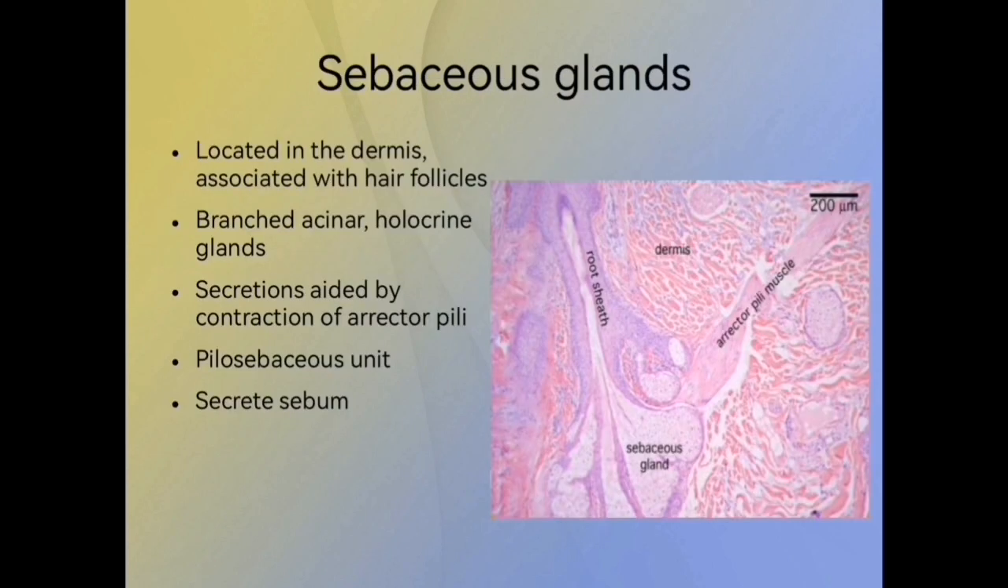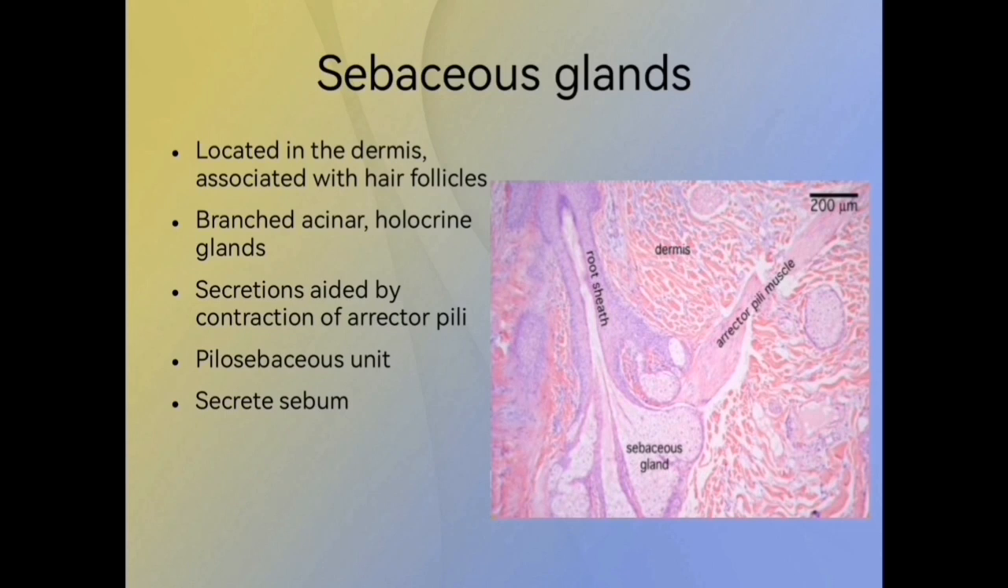Sebaceous glands are holocrine glands. Recall that holocrine glands are those glands which secrete by means of apoptosis. These sebaceous glands are located in the dermis, associated mainly with the hair follicles. Because they do not have ducts which open onto the skin surface, they are associated with hair follicles which go to the skin surface.